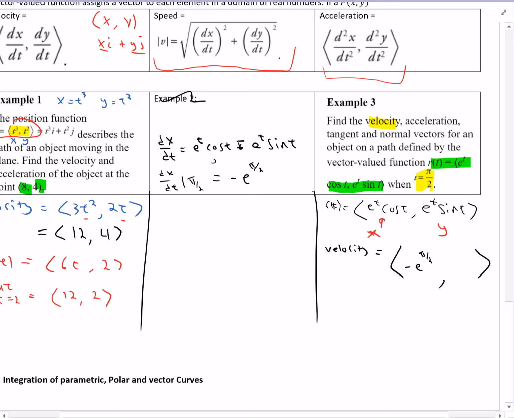Same idea for the y piece. dy dt, the derivative of the y coordinate, is going to be e to the t sine t plus e to the t cosine t, and evaluated at pi over 2 it is e to the pi over 2 times 1, and then this piece is 0 because cosine of pi over 2 is 0, so we just get e to the pi over 2.